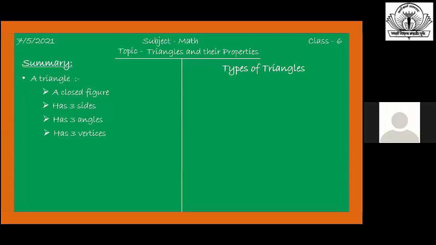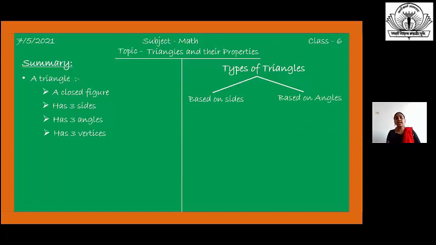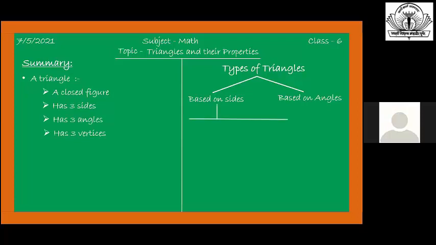Sides and angles. Based on sides and based on angles. The first one is based on sides and the second one is based on angles. Now, based on sides, how many types of triangles are there? 3 types. So based on sides, there are 3 types. The first one was the equilateral triangle.